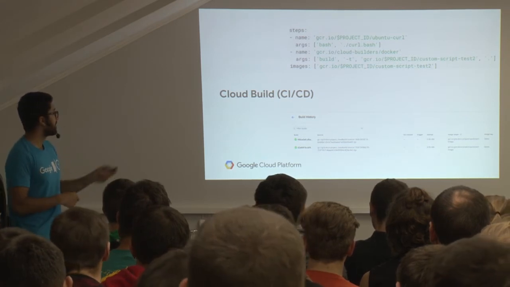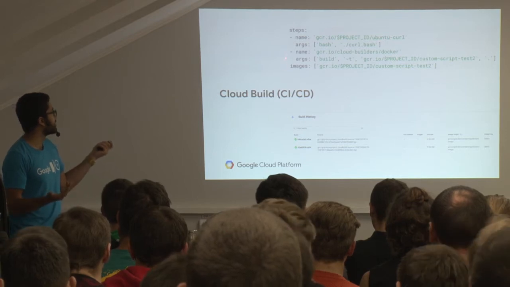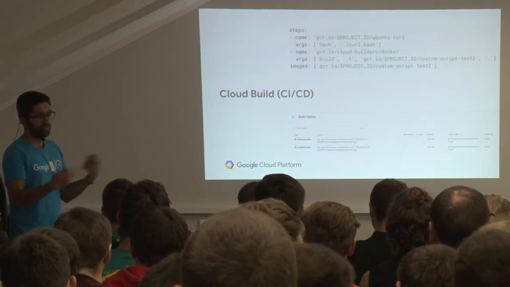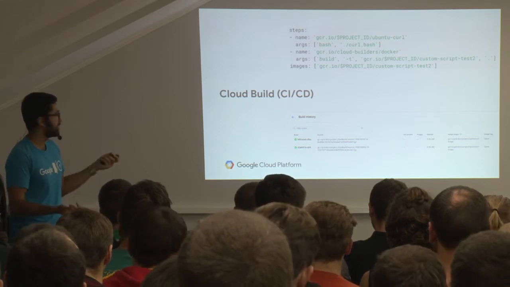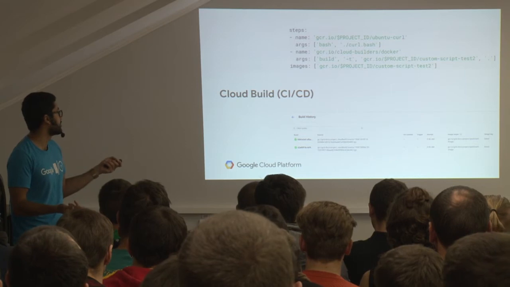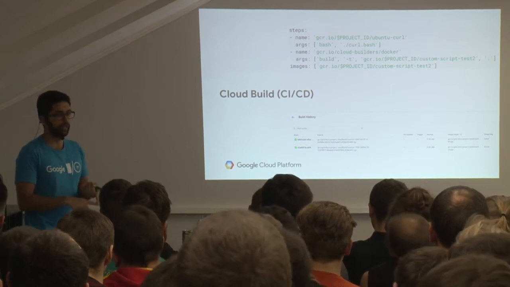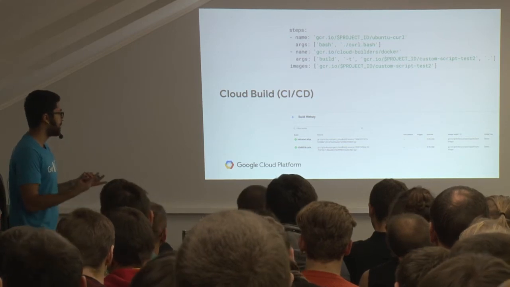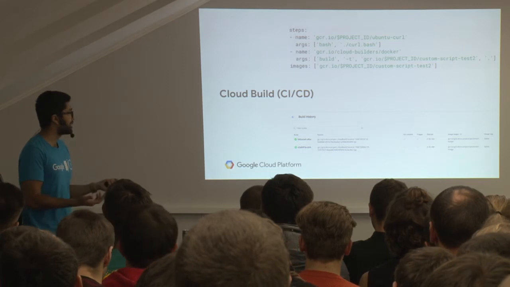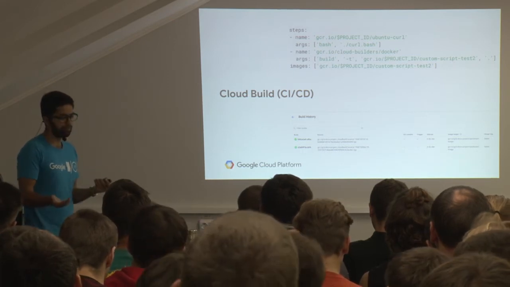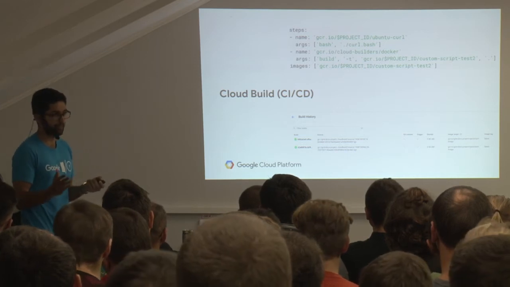Let's say your first step is you want to run Ubuntu with curl for some reason, and then run some bash script. Once that's done, you want to put it into a Docker builder, build the Docker container, and then push it to a GCR registry, right? These can be triggered on pushes to GitHub, a Pub/Sub topic, whatever. So it's a very easy to use CI/CD pipeline. It's 100 build minutes a day for free, which is more than enough for 99% of people that I've talked to.